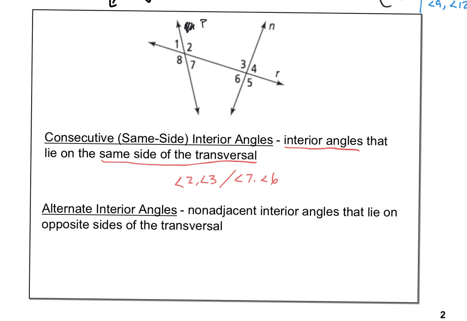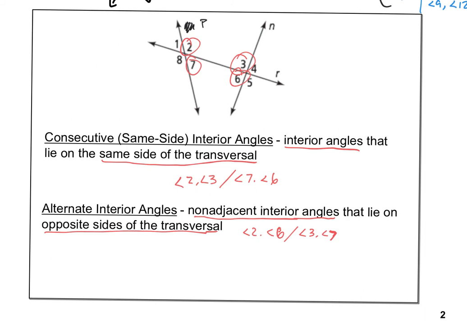Now, if I wanted alternate interior angles, those are non-adjacent interior angles. Okay, so 6 and 3 wouldn't work because those are adjacent. Okay, and these lie on opposite sides of the transversal. So here my examples would be angle 2 and angle 6, and angle 3 and angle 7. Okay, notice how these four angles right here are all interior angles. The only other thing we added, though, is on the same side of the transversal or on opposite sides of the transversal.